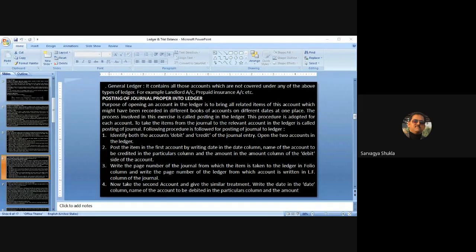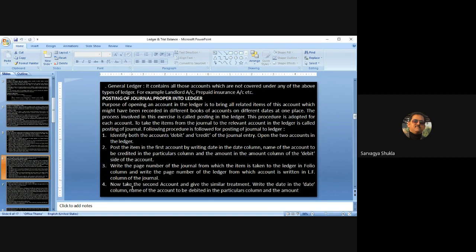Post the item in the first column according to the written date, name of the account to be credited in the particular column, and the amount in the amount column of the debit side of the account, while the page number of the journal from which the item is taken to the ledger in the folio column, and write the page number of the ledger folio from which account is written in the ledger folio column of the journal.